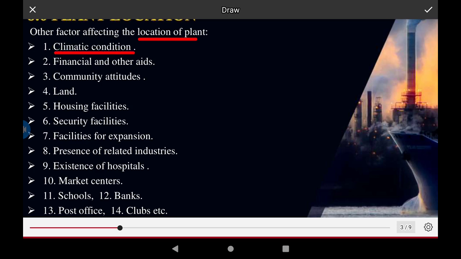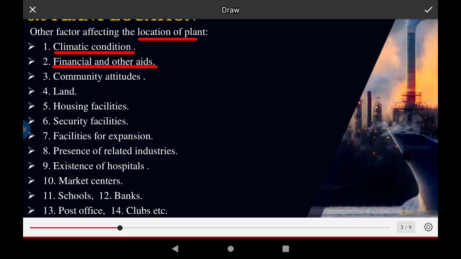The climate condition affects plant growth, which depends on the climate of the environment of the plant location. Then there is financial and other aids: nearness to financial support and other aids required for the plant location is very important for economic and social development.